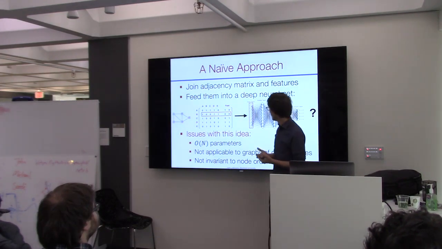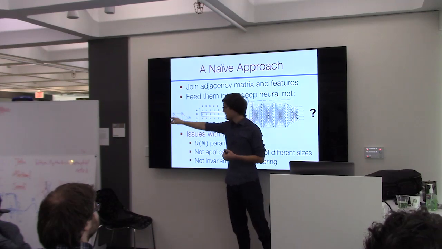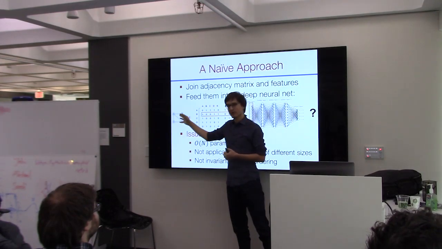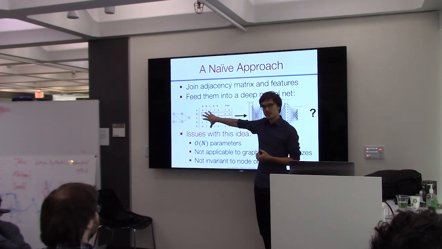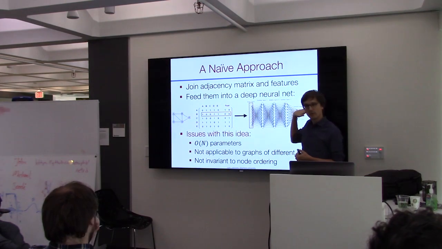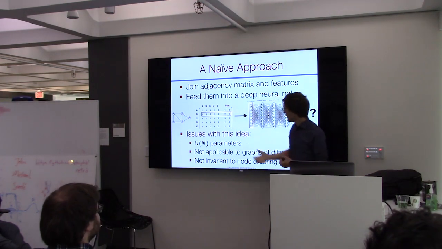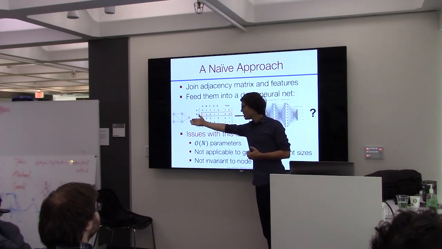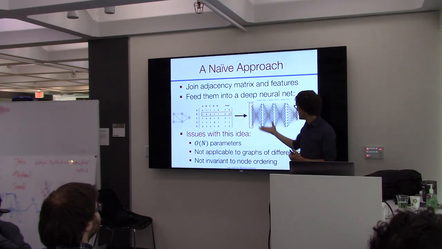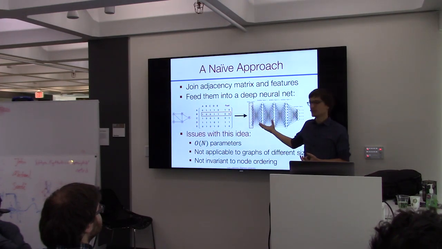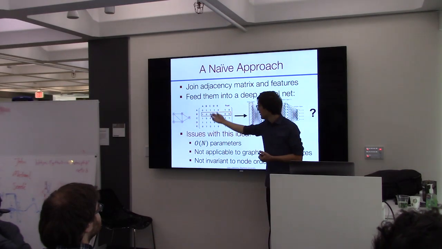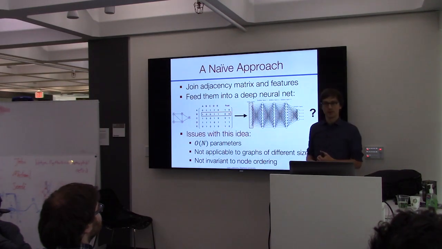The first reason it won't work is, I can take this graph, renumber or reorder the nodes in some different way, my adjacency matrix will differ, and then this network will be totally confused. That's one issue. Another issue is that if I now take a graph on six nodes, this network doesn't know how to handle graphs on six nodes. It only knows how to handle graphs on five nodes, where each node has two features.